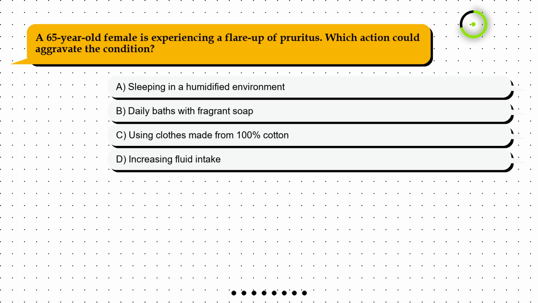Question 2. A 65-year-old female is experiencing a flare-up of pruritus. Which action could aggravate the condition? Option A is sleeping in a humidified environment. Option B, daily baths with fragrant soap. Option C, using clothes made from 100% cotton. Option D, increasing fluid intake.